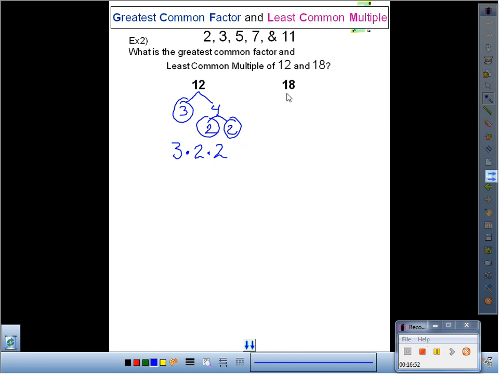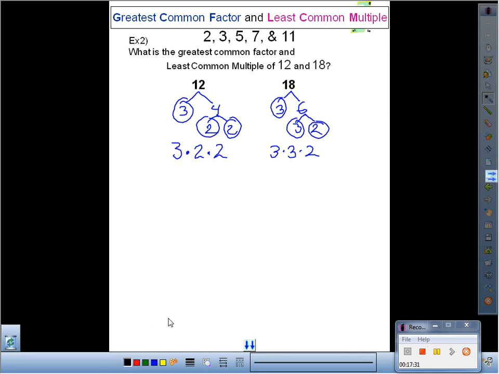Jesse, go. Where do I start? For 18. 3 times 6, and then the 6. 3 times 2. Very good. So therefore, this is 3 times 3 times 2. Hands up if you got that. Okay, so we're done with that.